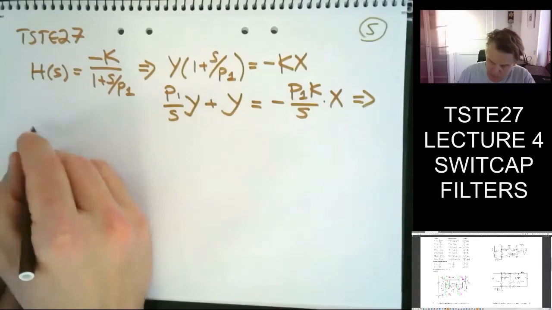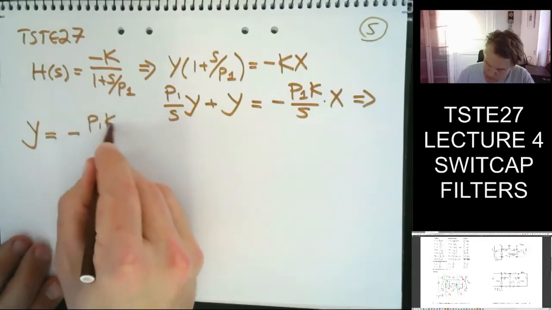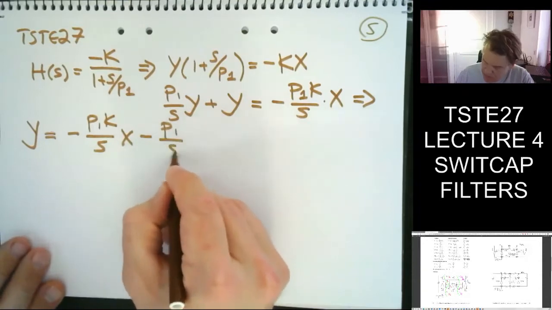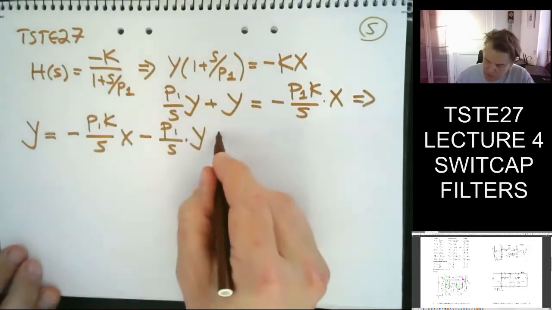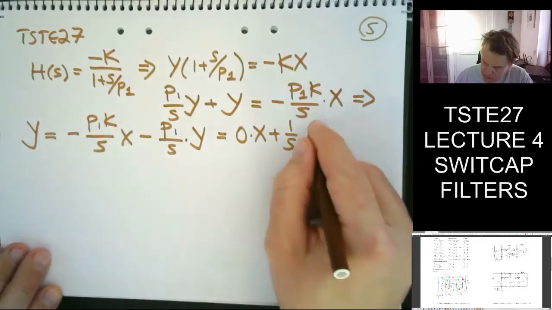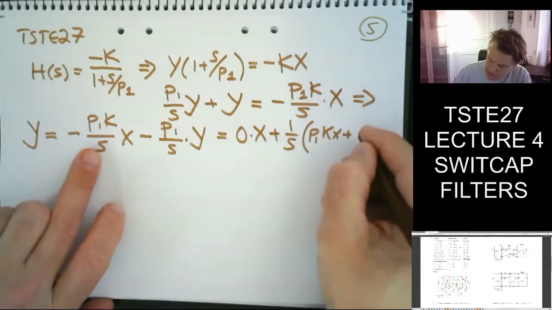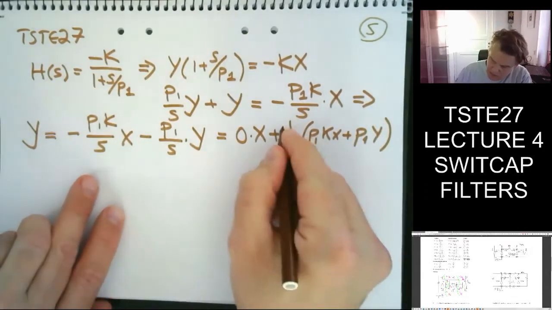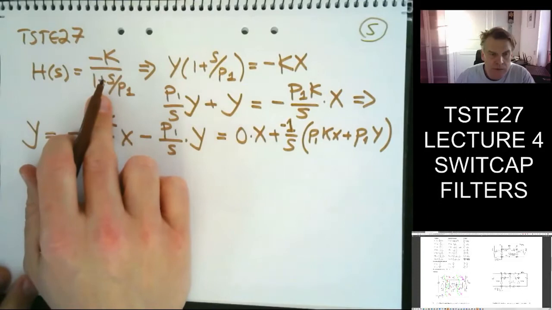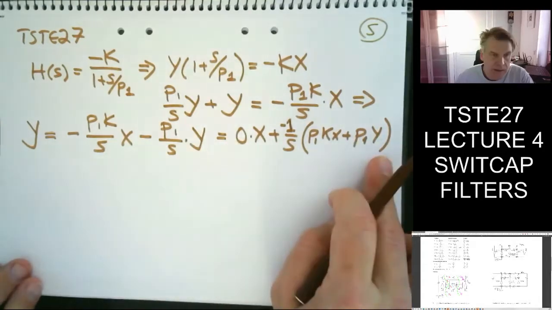And then I get that Y is equal to minus p1 K over s times X minus p1 over s times Y. So in this particular case, we have 0 times X plus 1 over s brought out, and then we have p1 K X plus p1 Y, and then this should be a minus here. Okay, so that's the way I can take my original function, do the manipulation, and then implement this like a flow chart.